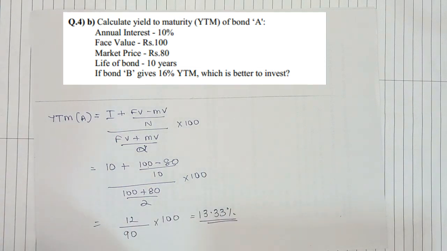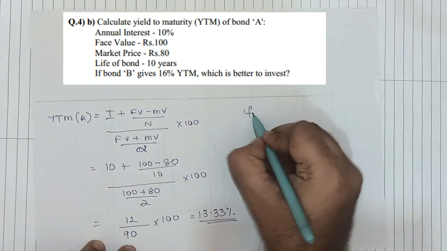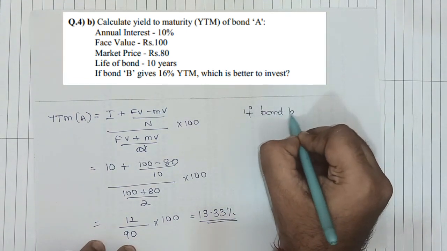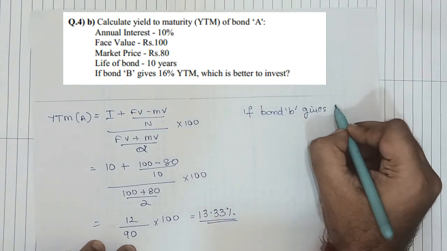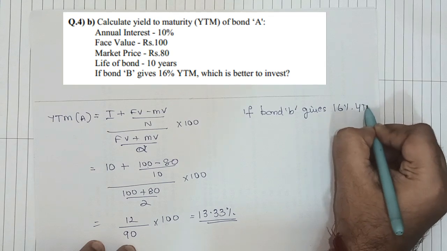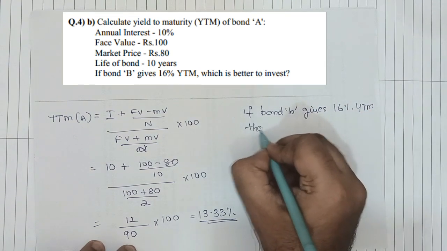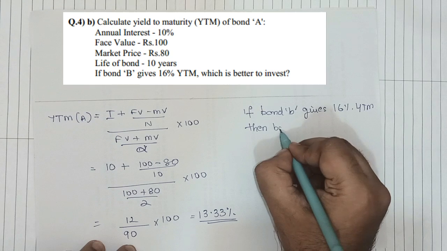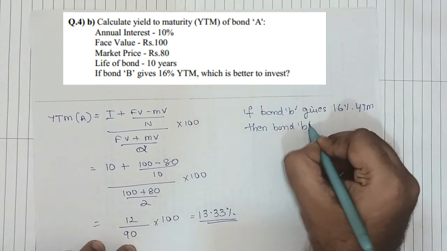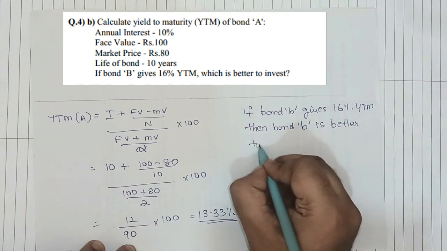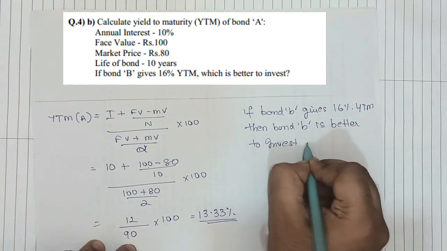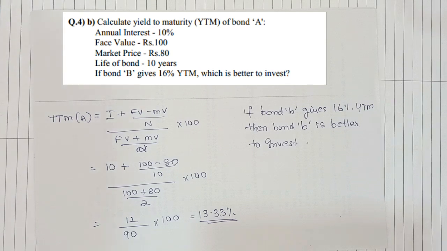And bond B gives 16%, so bond B has a much higher value. So if bond B gives 16% YTM, then bond B is better to invest. Okay, so this is how you'll have to solve question number 4b.